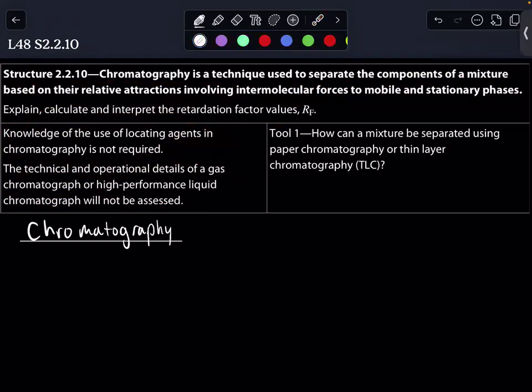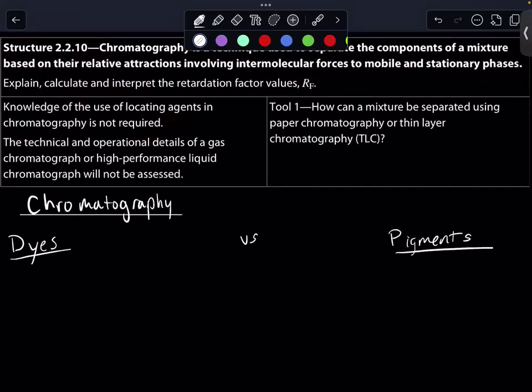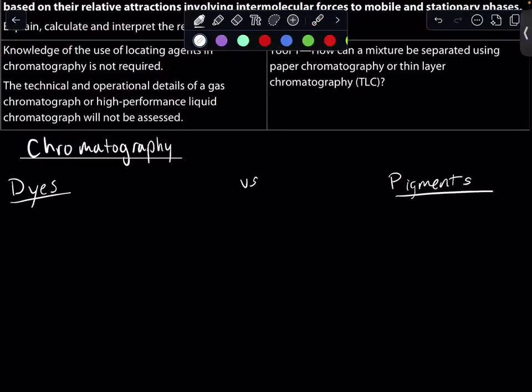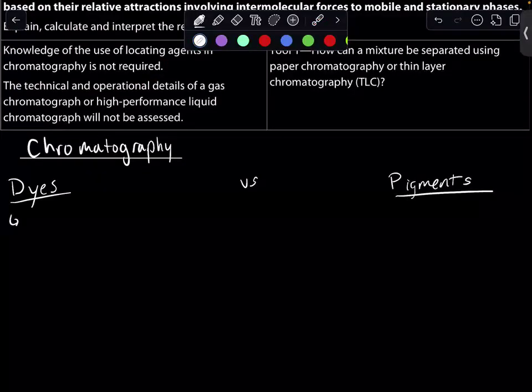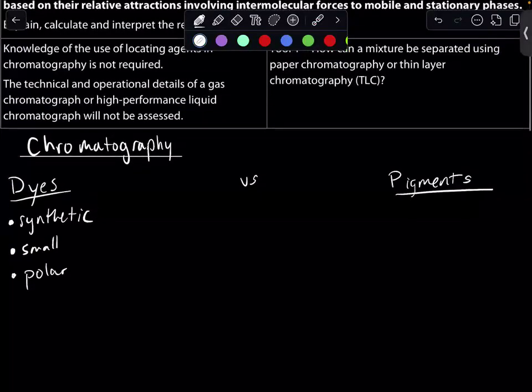So, as we get into chromatography, let's really quick do an introduction on dyes versus pigments because we're going to use dyes and pigments within chromatography quite often, doing both synthetic and natural experiments. So, the main points about dyes are that they are usually synthetic, meaning they're made in a lab. In addition, they're usually very small molecules, and they're also usually polar molecules. That way we can incorporate them with water, our main solvent we use for pretty much everything. Because they're small and polar, they dissolve very readily with water.